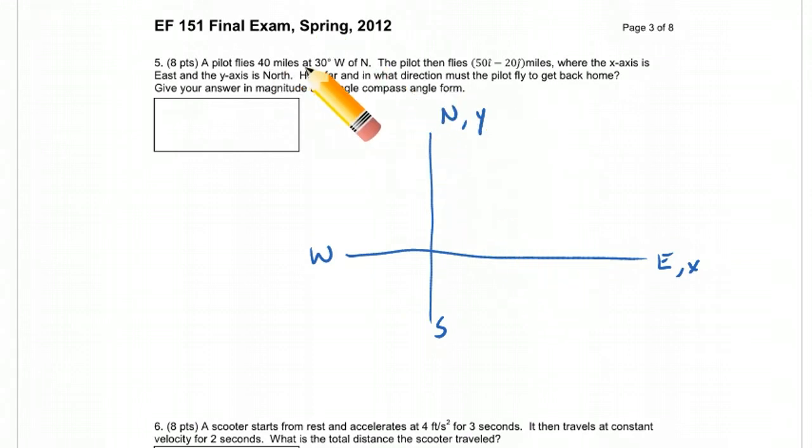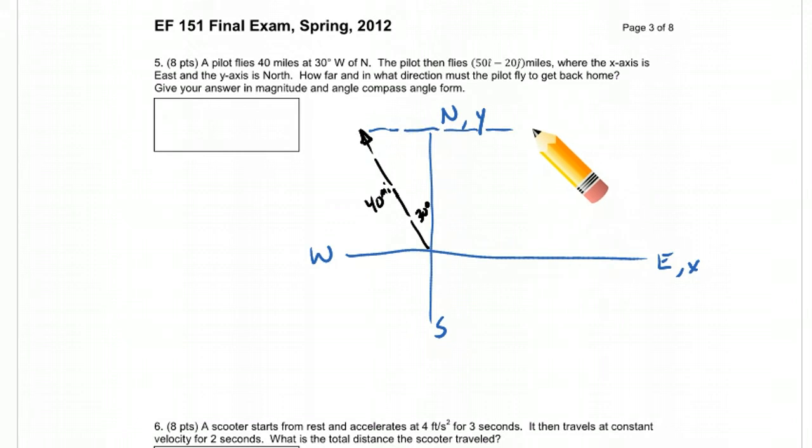So the first one, 40 miles, 30 degrees west of north. So let's go 1, 2, 3, 4. 40 miles, here's my 30 degrees, and we have this vector right here. Okay, then we fly 50 i minus 20 j miles. So let's go 1, 2, 3, 4, 5 to the right, and 1, 2 down. So this vector is actually from there to about there.